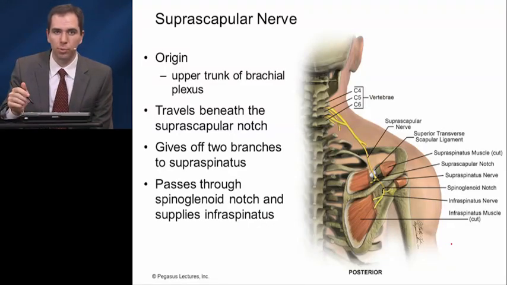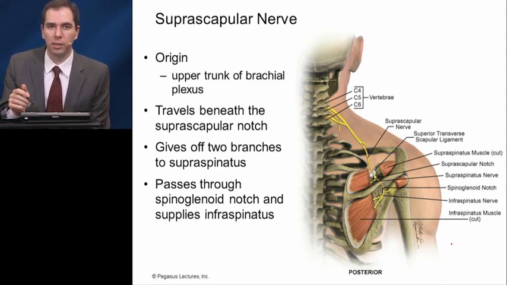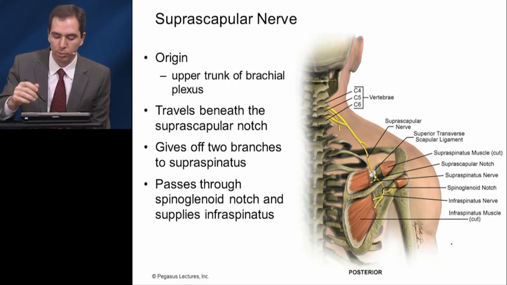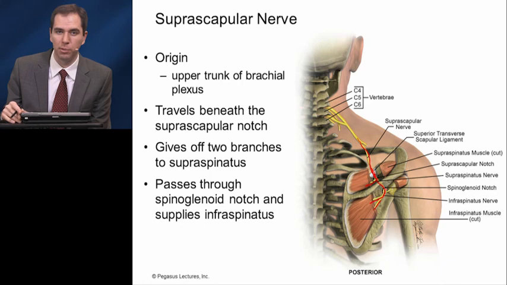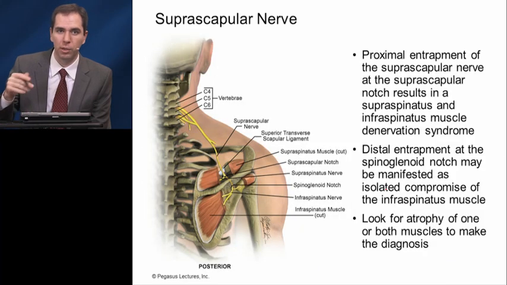So first, let's look at the suprascapular nerve. This comes from the upper trunk of the brachial plexus. It travels beneath the suprascapular notch. So it branches from the brachial plexus upper trunk, then comes down beneath the superior transverse scapular ligament within the suprascapular notch. It gives off two branches to the supraspinatus muscle, and then it passes through what's called the spinoglenoid notch to give branches to the infraspinatus. So that anatomy is important to understand, and you'll see why in a second.